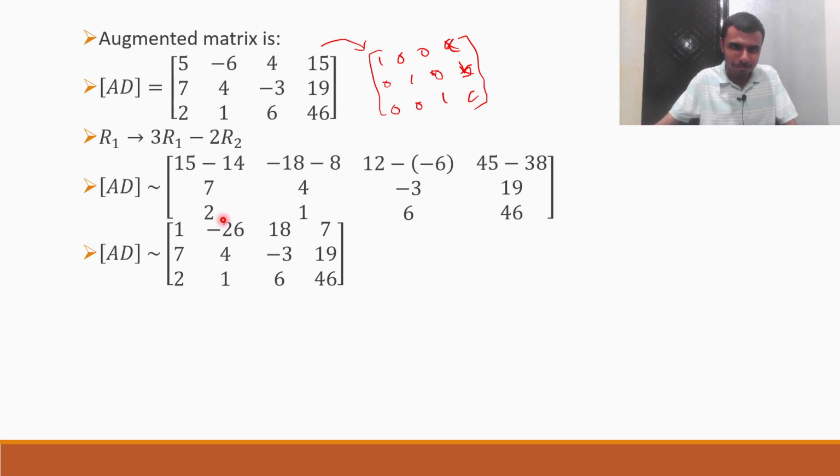Now see, 7 and 2. Now to make 7 zero, I need to do 7 minus 7. So R2 implies R2 minus 7 into R1. Here 1 is there, multiply that 1 by 7. Now how to make 2 zero, minus 2, that means R3 implies R3 minus 2 R1. I'm going to use R1 to transform R2 and R3.